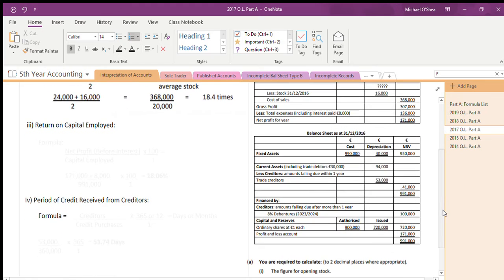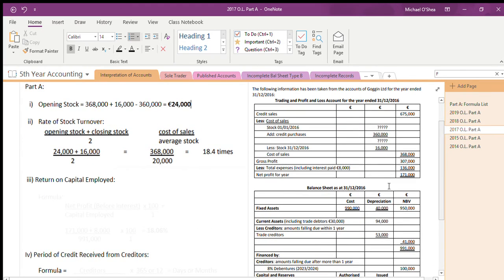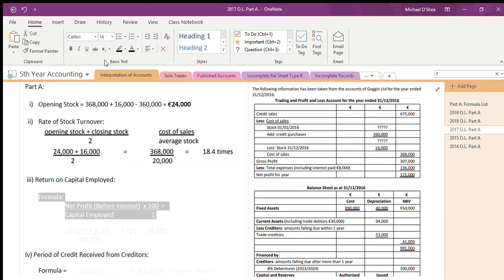So third one we're asked for, the return on capital employed. So the formula for return on capital employed is net profit before interest divided by capital employed multiplied by 100 over 1. Net profit before interest.